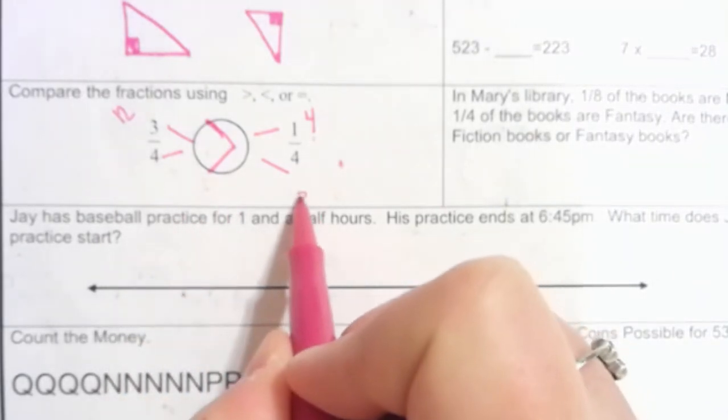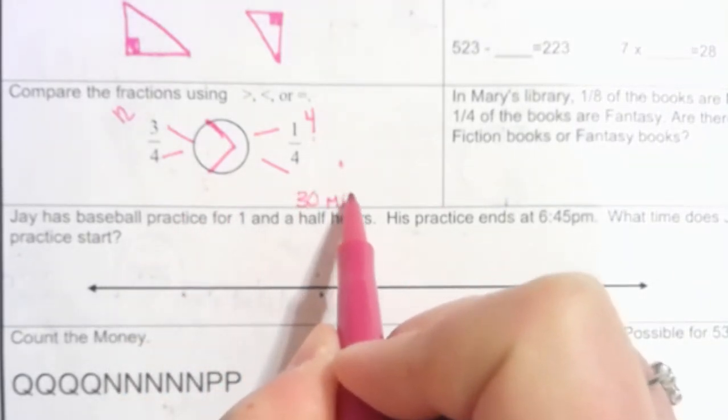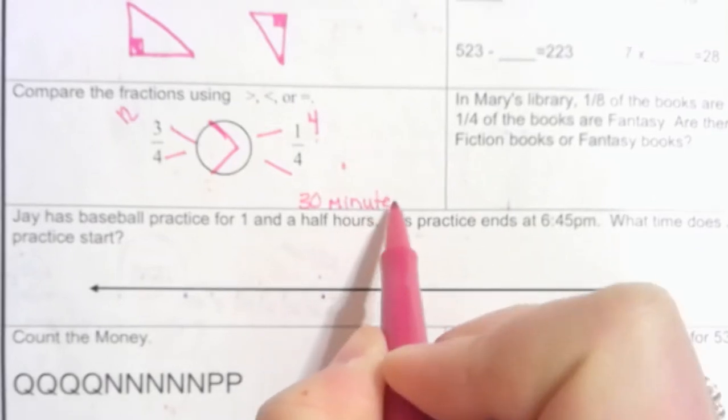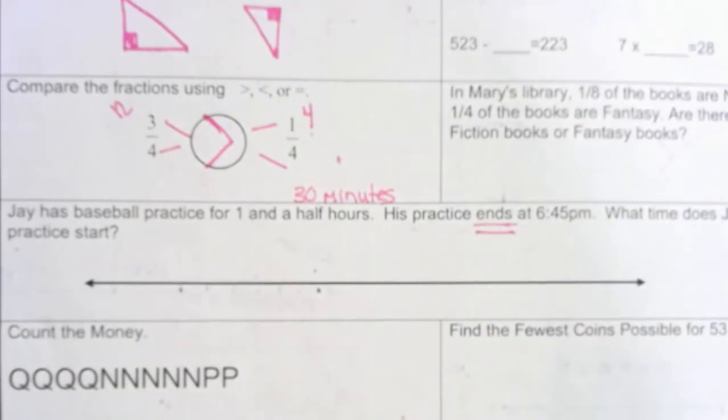Jay has baseball practice for 1.5 hours. Uh-oh. I don't know what a half hour is, do you? Yep, 30 minutes. Oh, it would be like half of the clock. Yep, and a whole hour is 60 minutes, so what's half of 60? That's right. 30 minutes. Yes. His practice ends. Uh-oh.